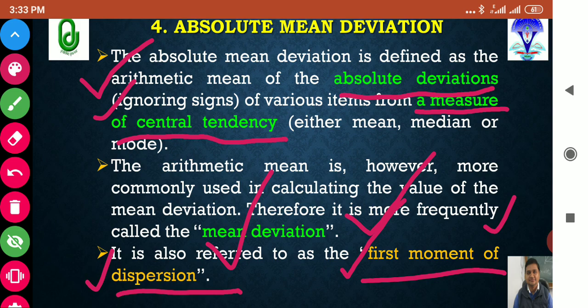What is the first moment of dispersion? So absolute mean deviation is the first moment of dispersion. This is a very important question. You will see this question in your annual board examination or even in many of the competitive examinations.